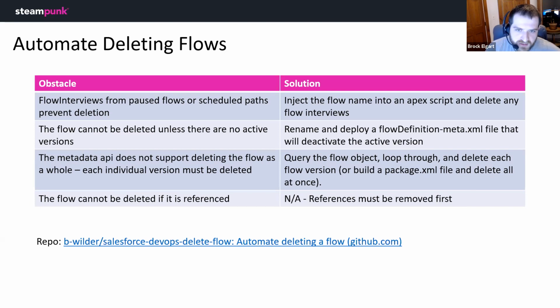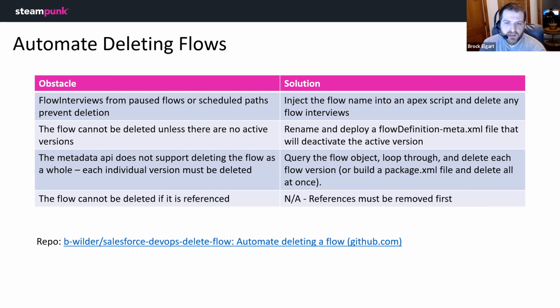Another common blocker is that the flow cannot be deleted unless there are no active versions. So if you know how the flow definition meta file works, you can deploy a file that will deactivate the active version of the flow. So I just include that as a template, and then my PowerShell script renames it and deploys it.